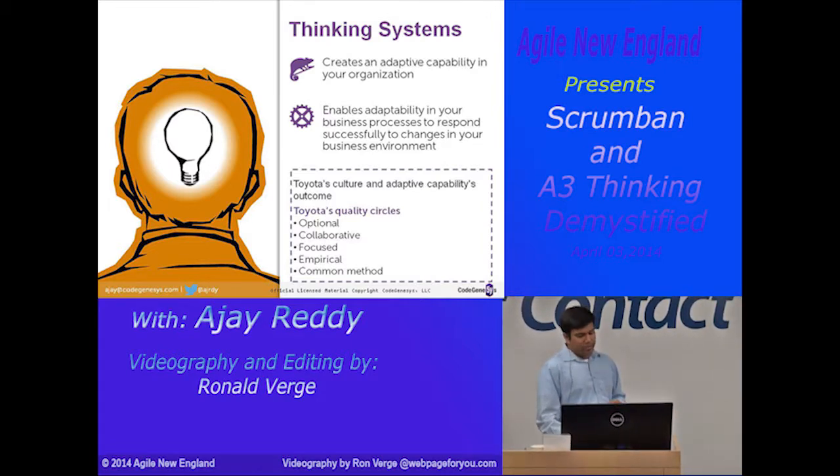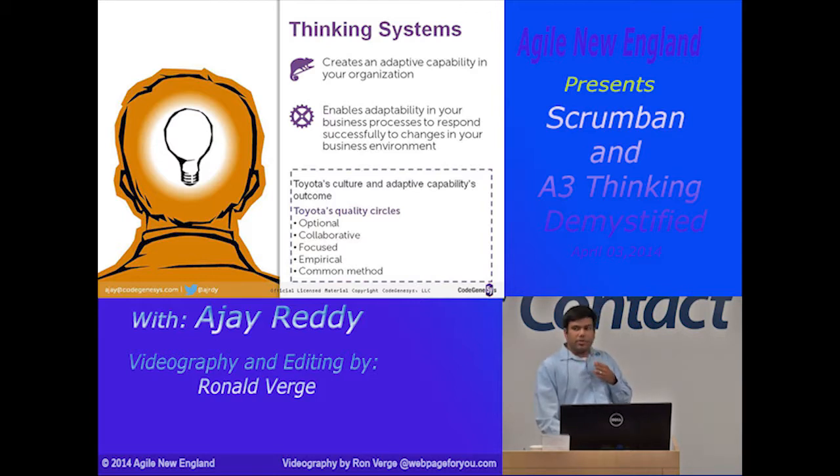And a really good example is Toyota's quality circles. Anyone read the book The Toyota Way or The Toyota Kata? I highly recommend those 2 books. Those are very, very good books.